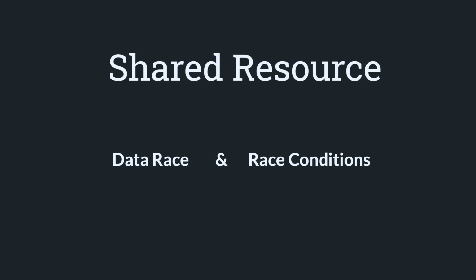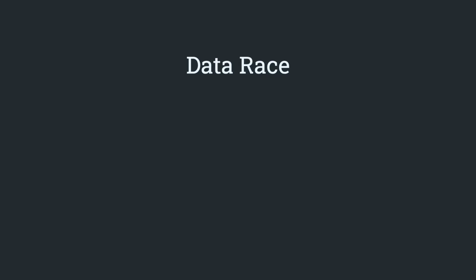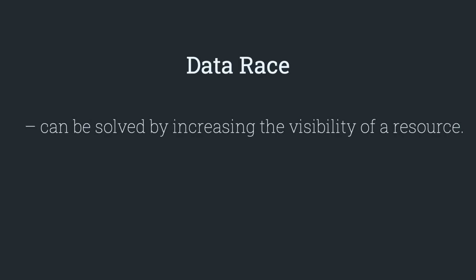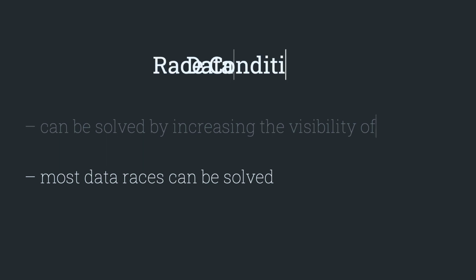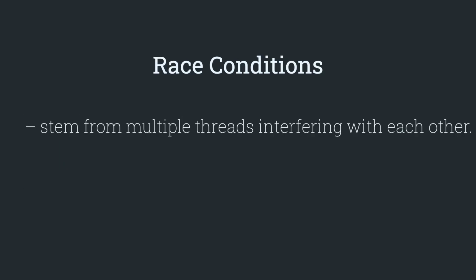When multiple threads are sharing the same resource, your application is prone to data race and race condition bugs. Data race bugs, as we saw in the last lesson, can be solved by increasing the visibility of a resource. That's why almost all data race bugs can be solved using the volatile keyword. However, race conditions stem from multiple threads interfering with each other when operating on a shared resource.